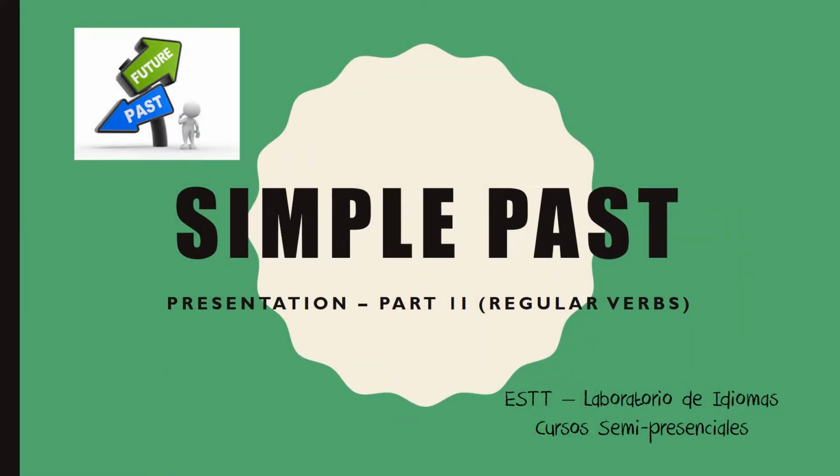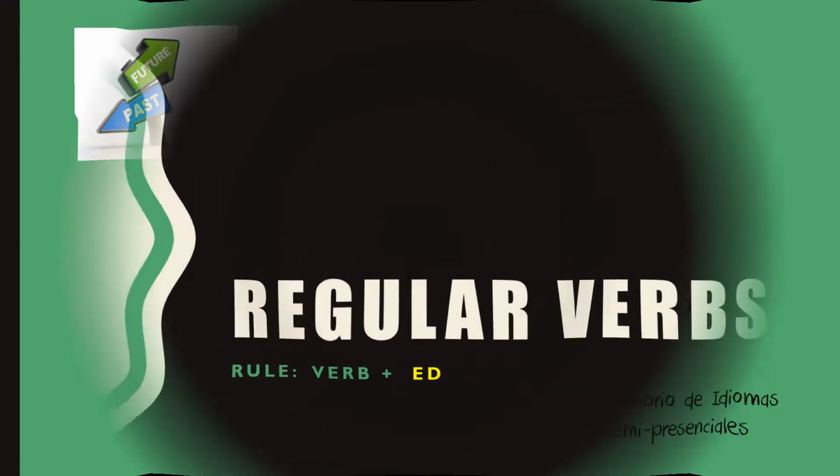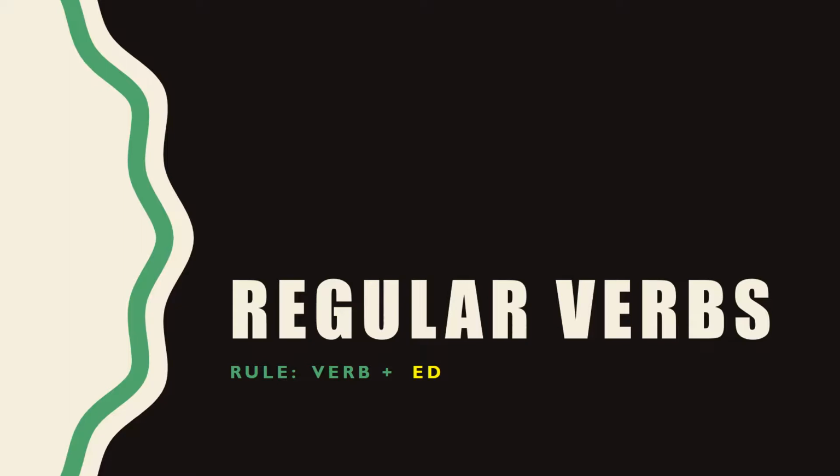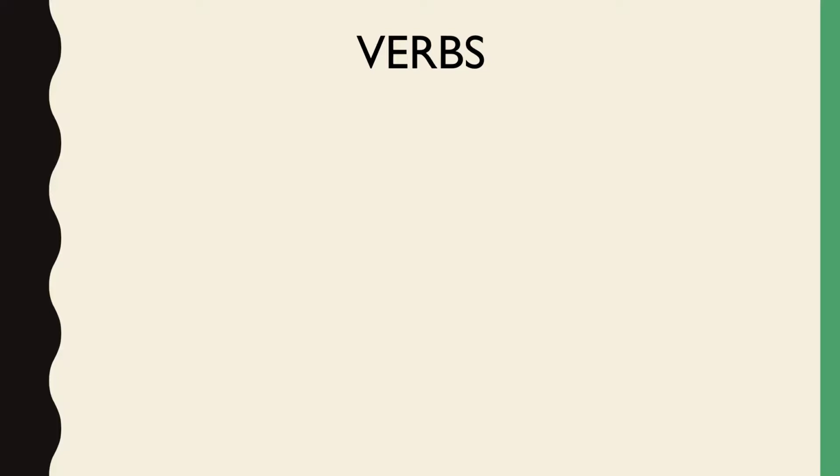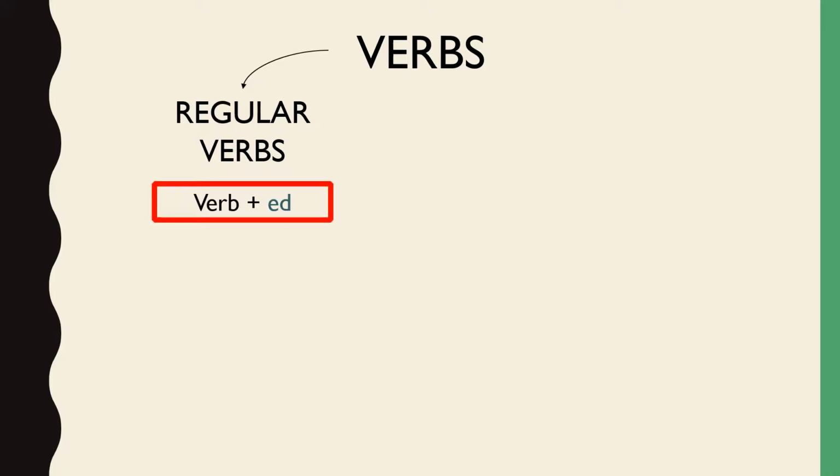Good afternoon, everybody. Today we have the second part of the presentation on the simple past, and we will concentrate on regular verbs. So, regular verbs, as we said, have a rule, and the rule goes verb plus ed. Let's try to remember a little bit what we said up to now. The same as in Spanish, we have verbs which are regular because they have a rule, and the rule is you simply add ed.